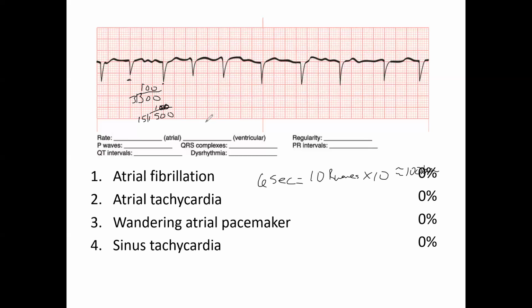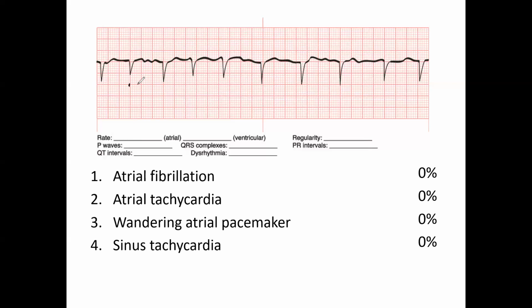So that's the 6-second method, the rule of 300, and you have the rule of 1500. Rule of 1500 can be the small box method. Rule of 300 can be the large box method. And then we'll also cover something called the sequence method. If we were going to utilize the sequence method, again, you want to find an R wave that falls pretty close on one of the heavy lines. So you find one, this is the one we're going to use.